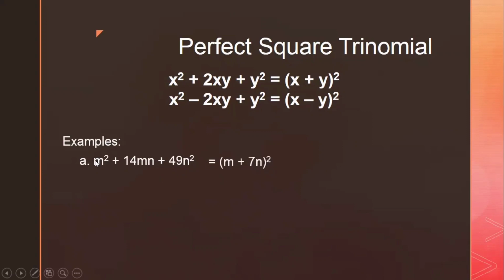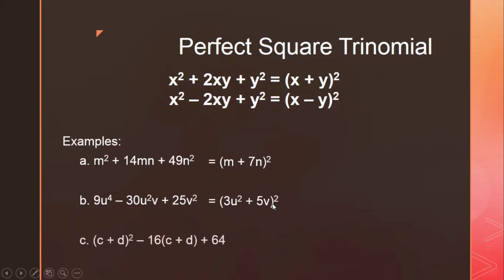That is the square root of m squared, or the square root of the first term, so that is m, and the square root of the last term, which is 49n squared, is 7n. Next example, we have 9u raised to 4 minus 30u squared v plus 25v squared. Again, find the square root of the first term. That will give us 3u squared, and the square root of the last term is 5v.